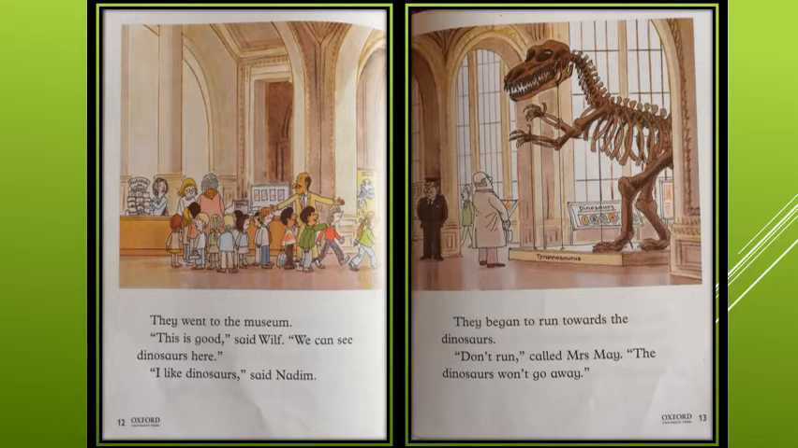Why did they start running towards the dinosaurs? Yes, they started running because they were anxious or curious to see the dinosaurs. Are you curious to see dinosaurs? The dinosaurs don't exist nowadays. They used to be there in the old times. So in the museum, you can see only the skeleton of the dinosaurs. It's not a real one. So Mrs. May instructed the children not to run, as the dinosaur is not going to run away because it is not a real one. It's just the skeleton.